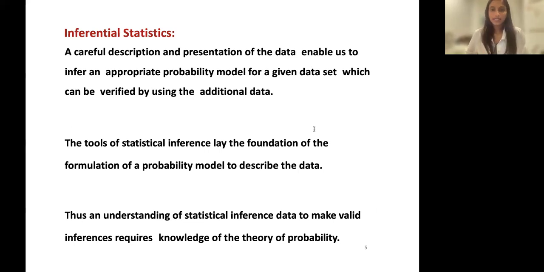A careful description and presentation of the data helps us in inferring an appropriate probability model for any given set of data. Once we have created the model, we need to be sure that the model is correct. This is just briefing you again about what statistics is. You generate the data, you use statistical tools to extract the hidden information to come to conclusions. Because at every step, you're trying to judge whether the probability model is correct on the basis of probability, and whether you're going to give a correct statistical inference or not.